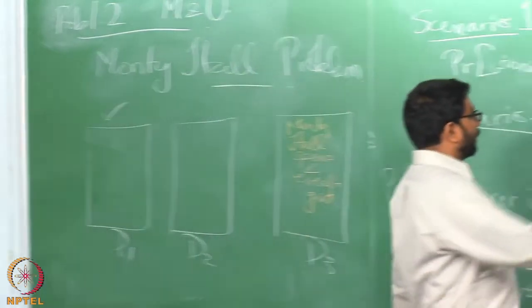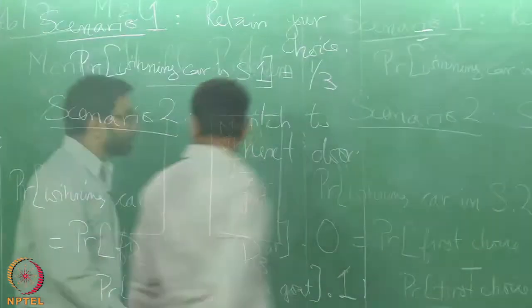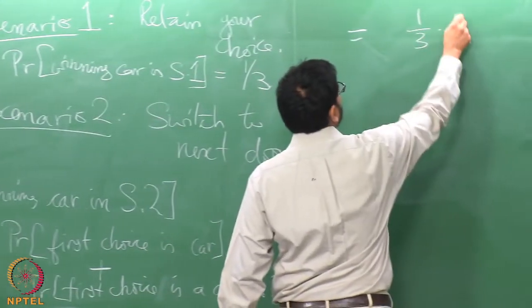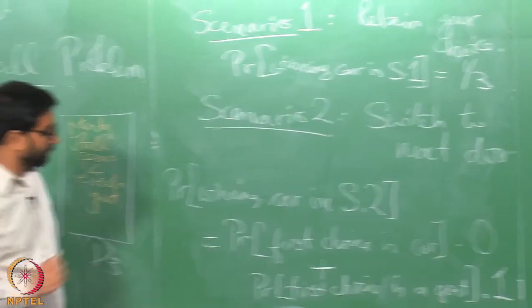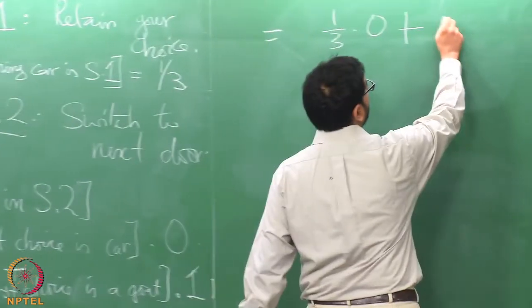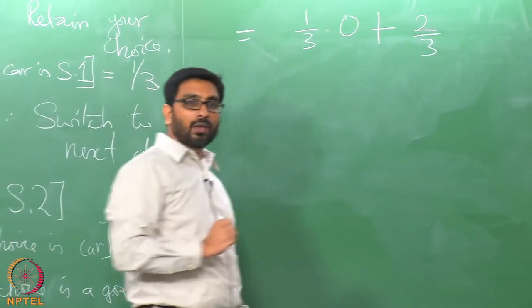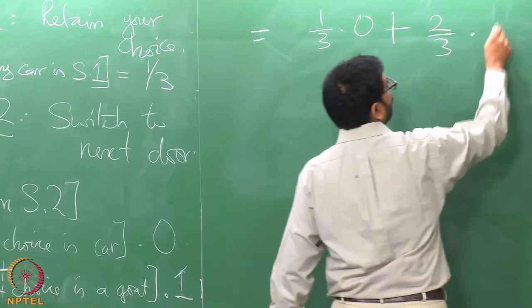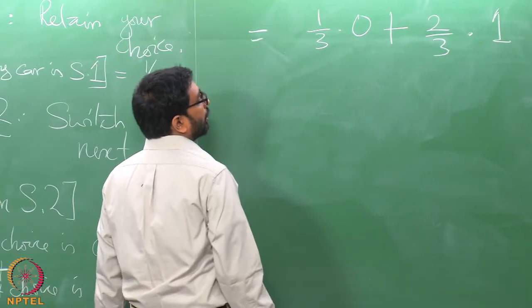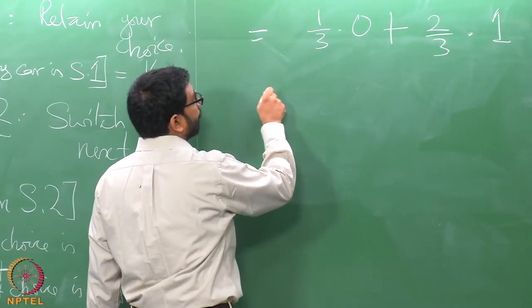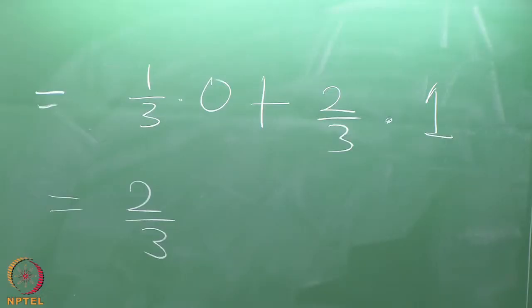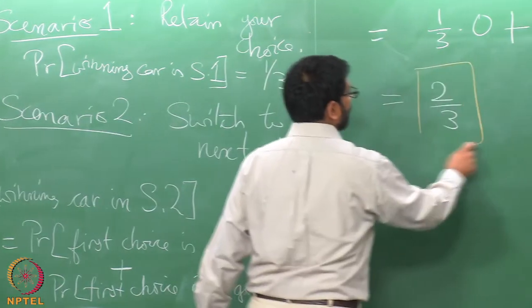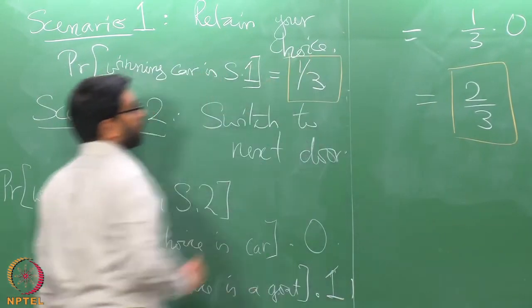What does this work out to be? The probability that the first choice is a car is 1/3, but it is times 0, so that essentially does not matter. The second option is that the first choice is a goat, and that happens with probability 2/3. If that is the case, you necessarily win the car, with probability 1. So, this works out to be 2/3, and notice 2/3 is significantly better than 1/3.